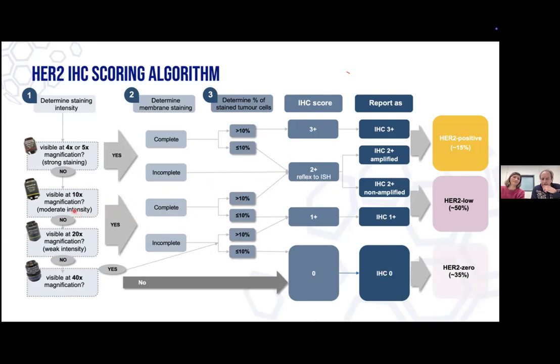To be honest with you, it doesn't matter if you see it at ×10 or at ×20, because the algorithm is the same. It's the 10% now that is the problem. Once you drop down, you cannot get to 2+. And to get to 2+, all you need is complete staining in more than 10% of the cells at this magnification, at this staining intensity. Otherwise, it's 1+. And now we added the complication that there is incomplete, or even complete if you want, but with less than 10%, and then we will have the HER2 low here.